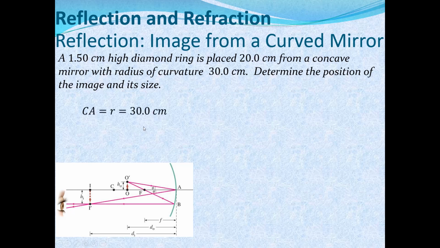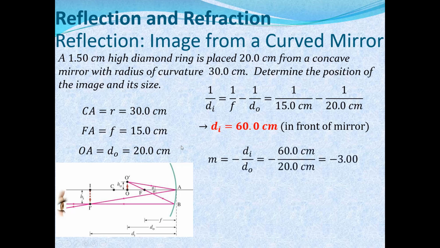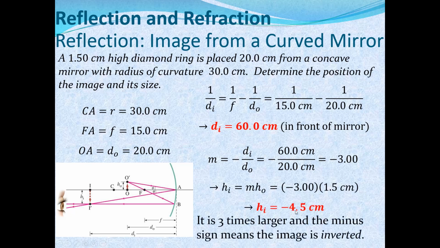So the radius of curvature is 30, which means our focal length is 15. We're going to plug it into the mirror equation, solve for di, and we get 60 centimeters. Okay, so I was off. I should have paid a little bit more attention to my scale. But it's 60, and because it's a plus, that means it's in front. So I did get that. And then magnification is going to be 3 times and negative. So the height will end up being negative 4.5.